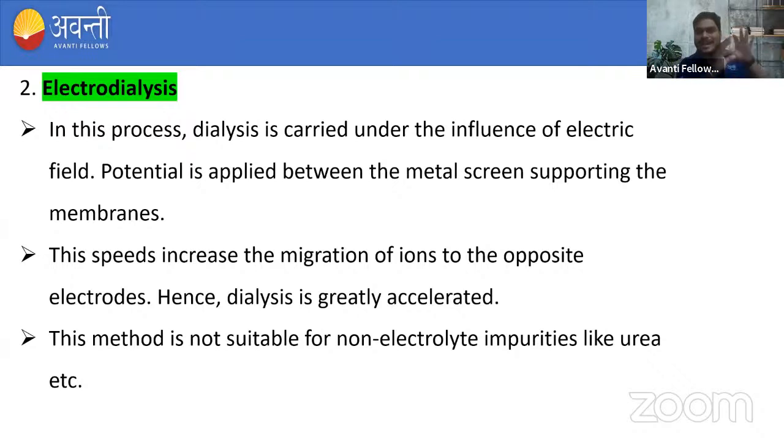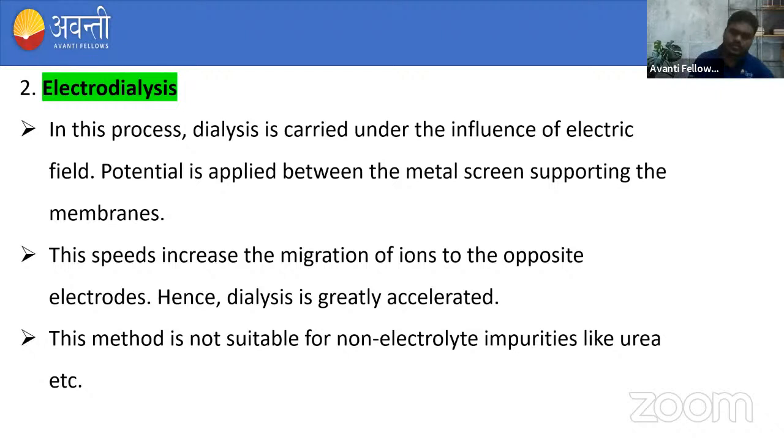In this process, dialysis is carried out under the influence of electric field. So if we do dialysis normally, it is known as dialysis. If we do the same dialysis under the influence of an electric field, under the influence of electricity, then this is called electrodialysis, right? Why? Because the potential is applied between the metal screens supporting the membrane. This aids the migration of ions to the opposite electrode. Hence, dialysis is greatly accelerated.